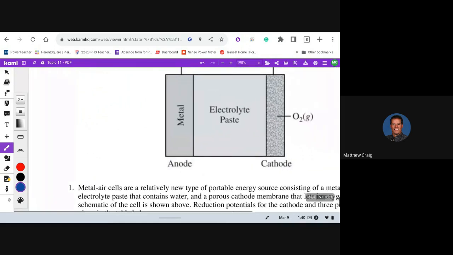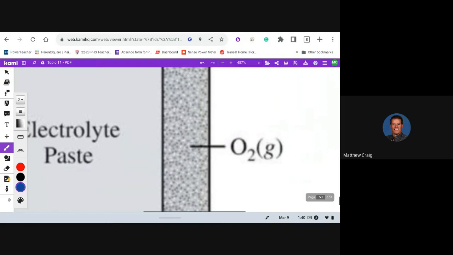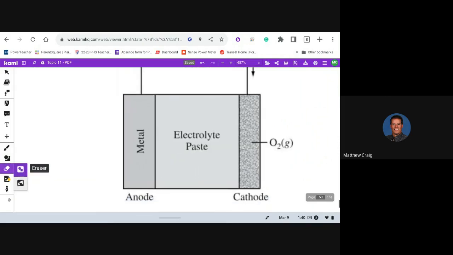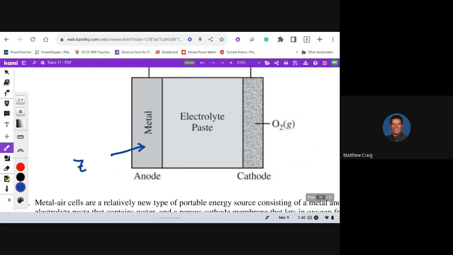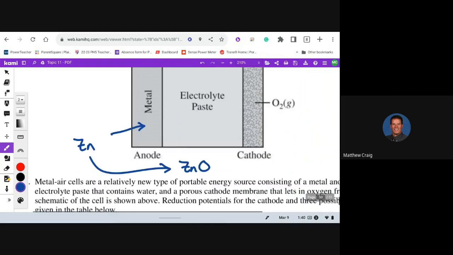So when we look at this, I'm glad that they didn't put like an arrow, because that kind of gives it away. But really, that's what's happening. So we don't have oxygen in this initially. But when oxygen comes into play, what are we forming over here? Zinc oxide. So we start with just zinc, and then later, as the reaction proceeds, we make zinc oxide.